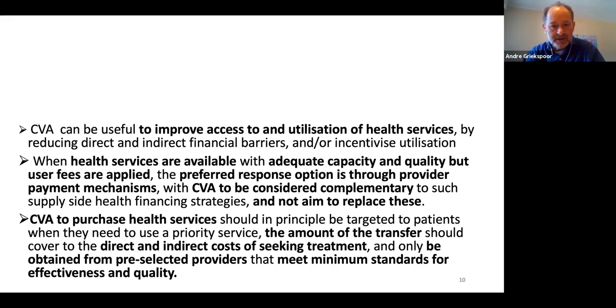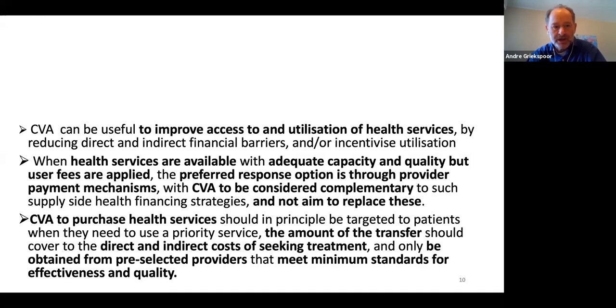The next key message is that when there is, if you wish, a health market, meaning if health services are available and they're of adequate capacity and quality, but when people have to pay for these services, the preferred financing option is through provider payment mechanism, the supply side financing mechanism, with cash and voucher assistance to be considered complementary to those, and that we should not aim that demand-side financing should replace supply-side financing. So also this concept of purchasing services applies as the dominant mechanism.